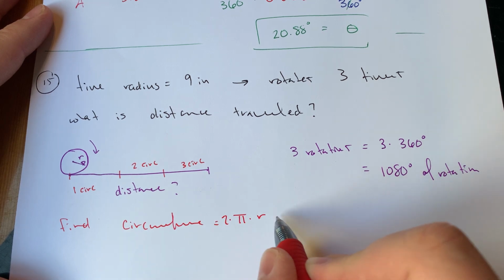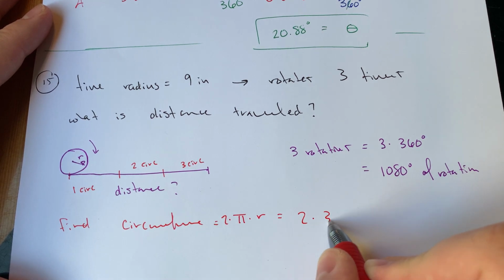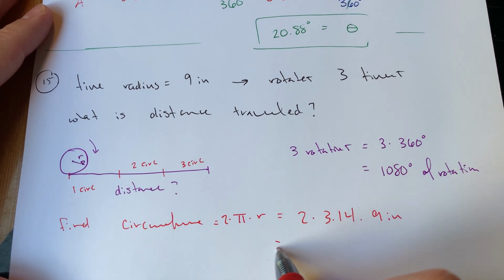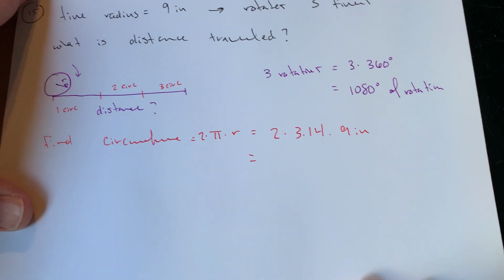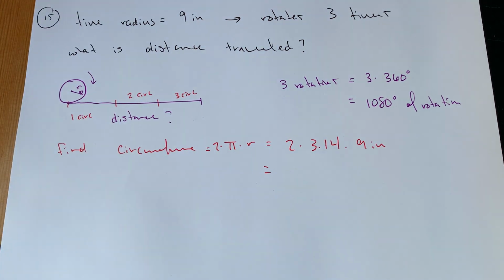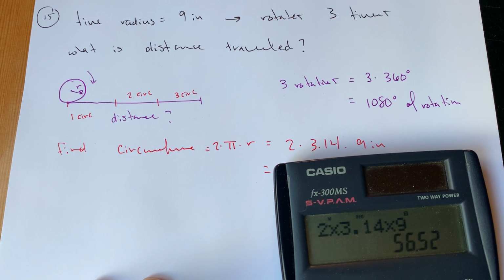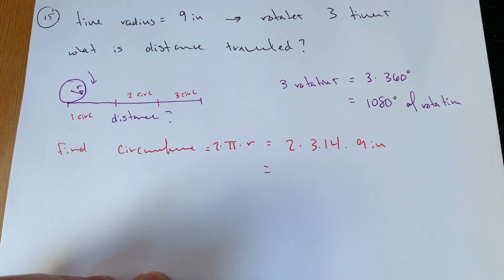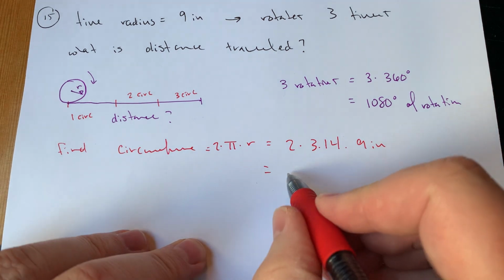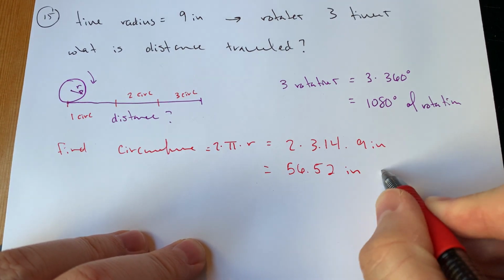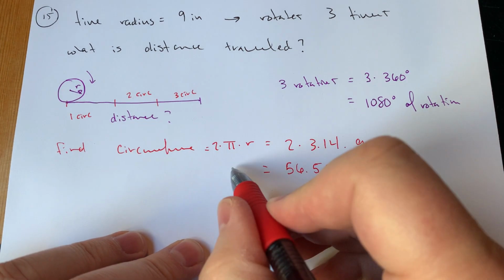We've got the radius, so 2 times pi times r, 2 times 3.14 times my radius, which is 9 inches. What are we going to get? 2 times 3.14 times 9, 56.52 inches. Right, so that's my circumference.